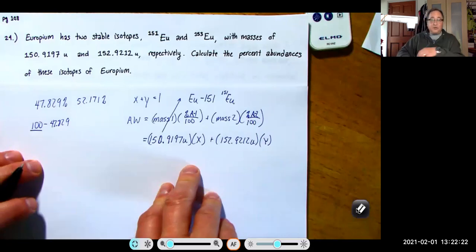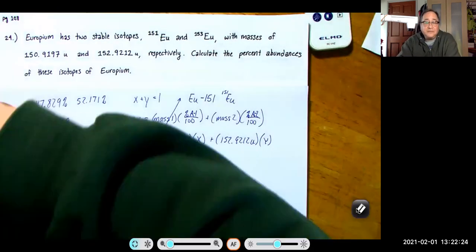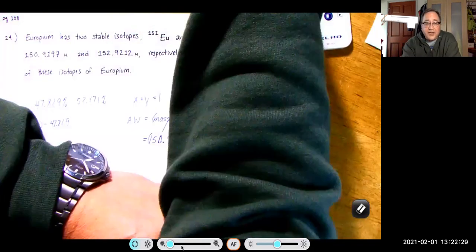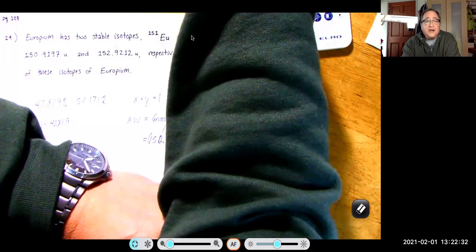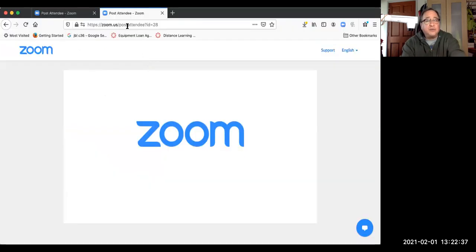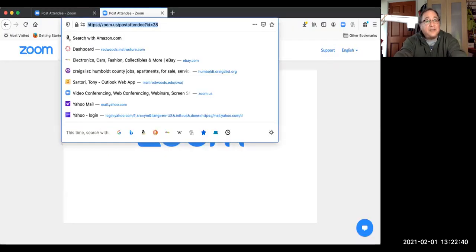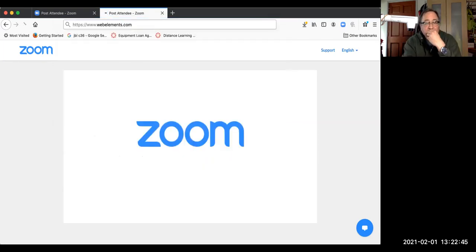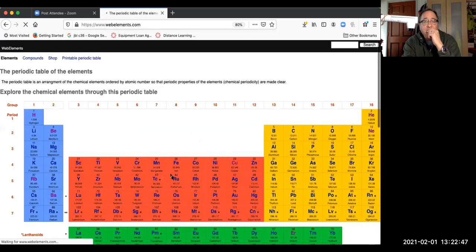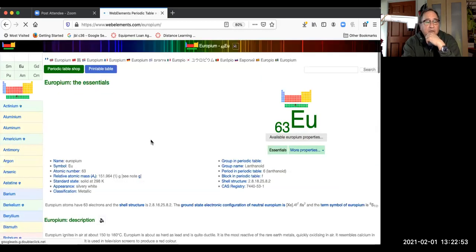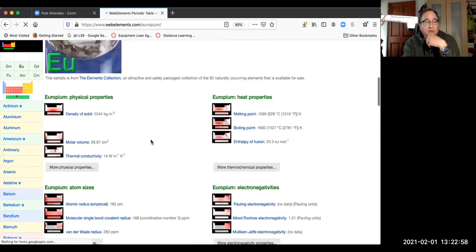Now, let's see, do you know if you're right? Nope. Let's find out. So I'm going to change share to my browser. You can see I have Zoom up here. I'm going to go to Web Elements, and I'm going to scroll down to europium and see if I can find out the isotopes of europium.